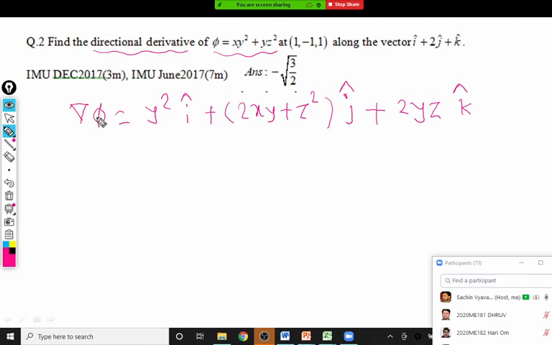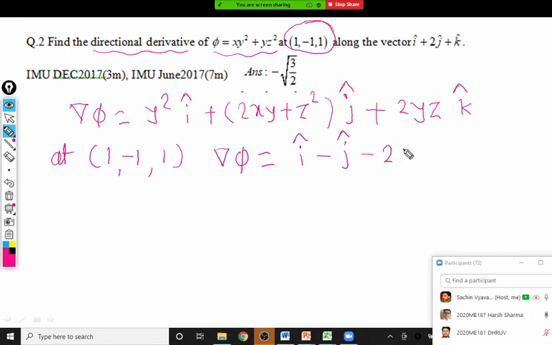What is the meaning of this del phi vector? This del phi vector is known as the directional derivative of function phi at any point x y z, or the normal vector to the surface at any point x y z. These are the meanings for the same calculation, but right now we want it at a particular point, 1, minus 1, 1. So tell me what will be the value of del phi. 1 i cap, minus 2 plus 1, minus 1 j cap, and minus 2 k cap.